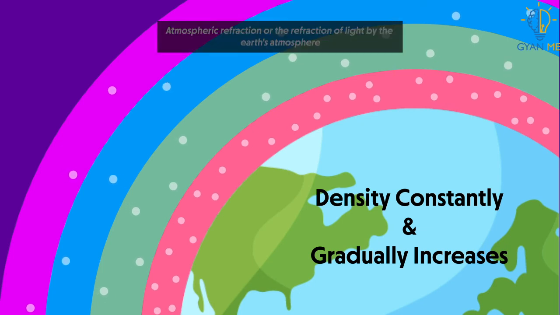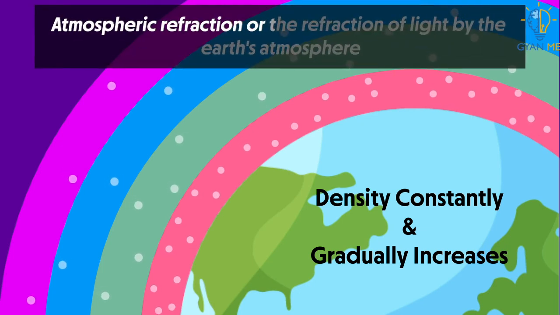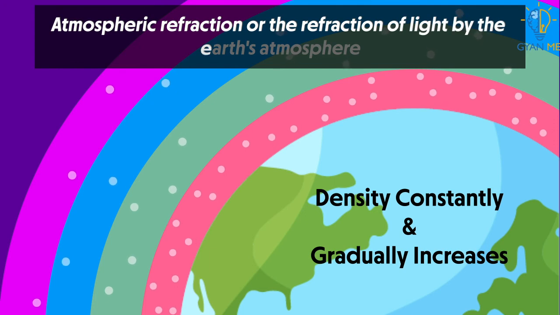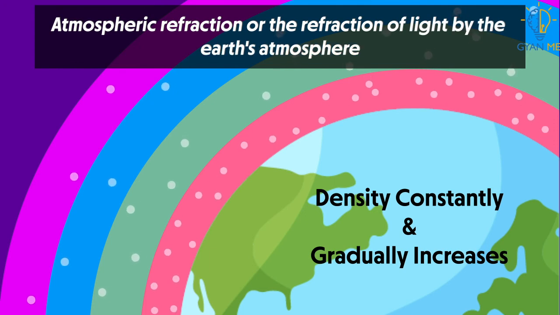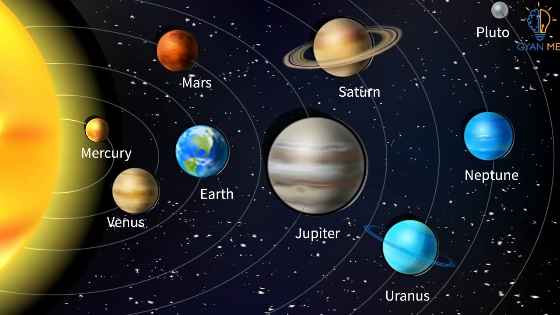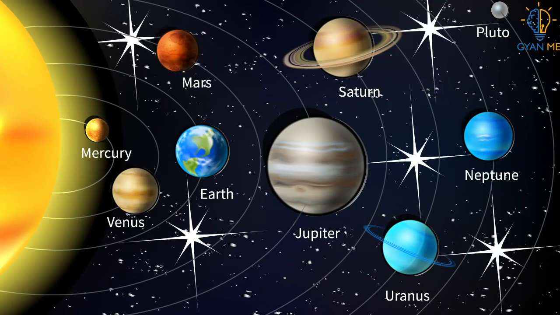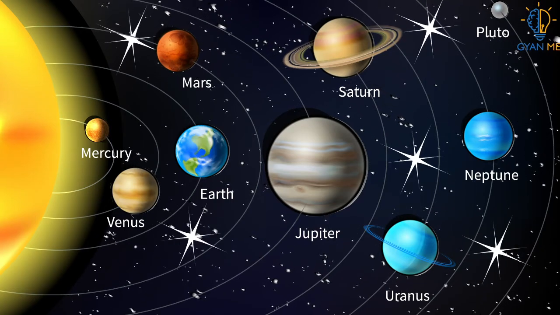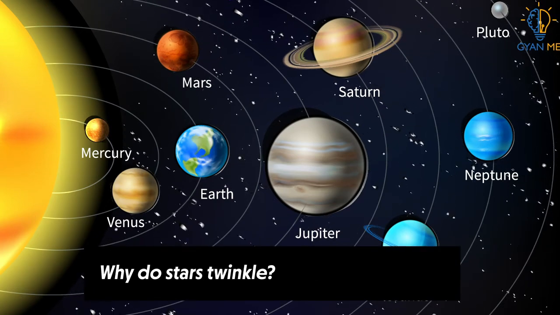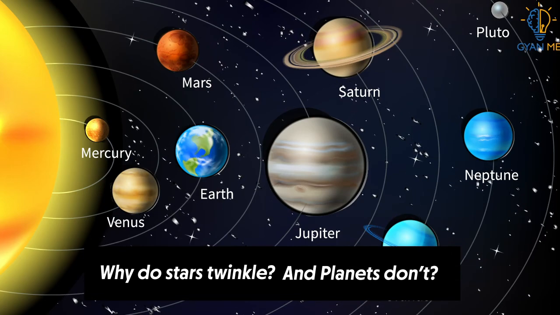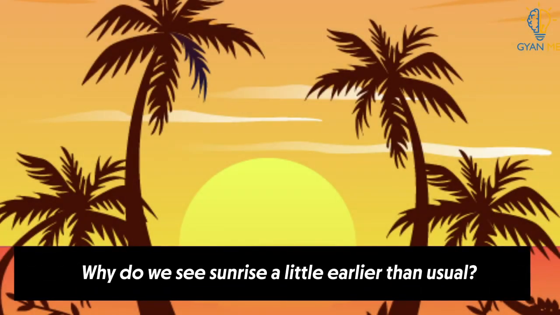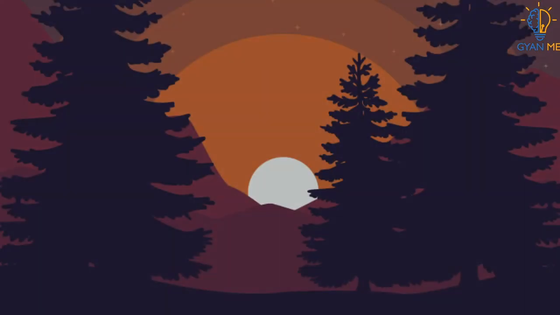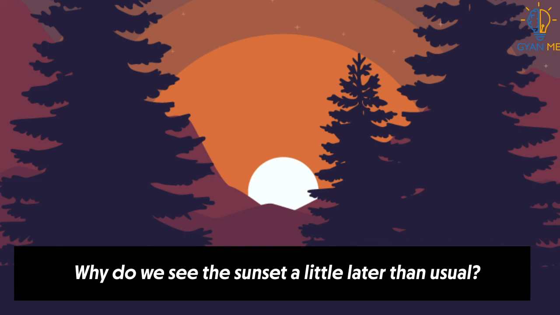This phenomenon is known as atmospheric refraction or the refraction of light by Earth's atmosphere. And this leads to many phenomena like the twinkling of stars, early sunrise and delayed sunset, scattering of light, etc. So think about why stars twinkle and planets don't. Why do we see sunrise a little earlier than usual? Or why do we see the sunset a little later than usual? Well, think about it.